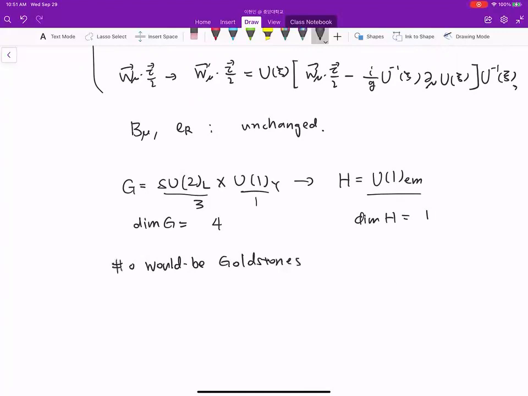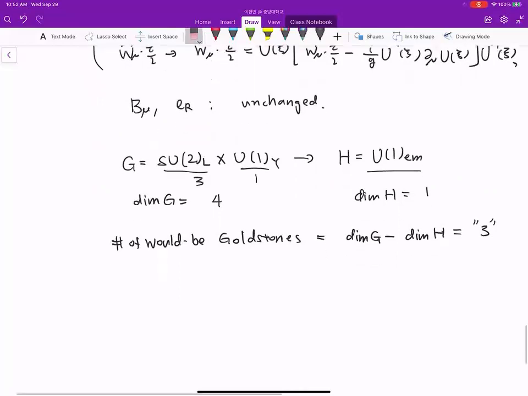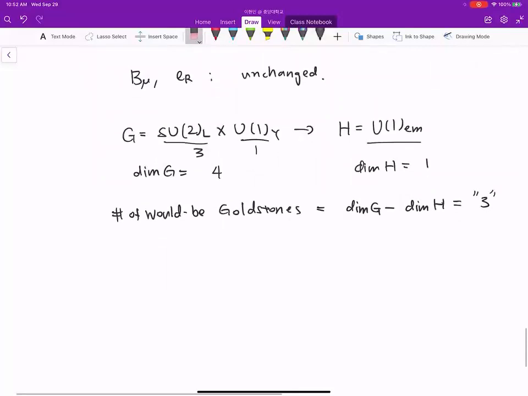So the number of would-be Goldstone bosons equals the dimension of G minus the dimension of H, which is 3. So if this SU(2) cross U(1) is a global symmetry, you have 3 Goldstone bosons. But we have a gauge field. Because of that, we have massless gauge fields. We started from a global symmetry, now we have a gauge symmetry. So we have three gauge fields for SU(2) and one for hypercharge.